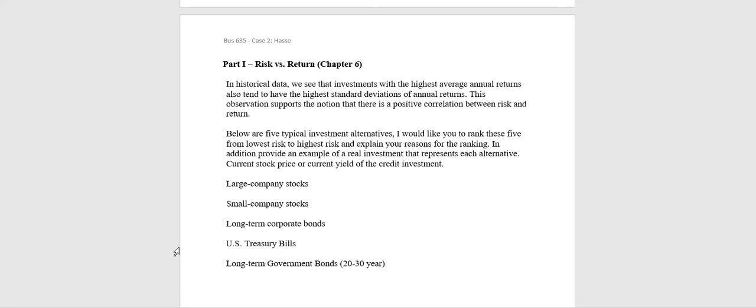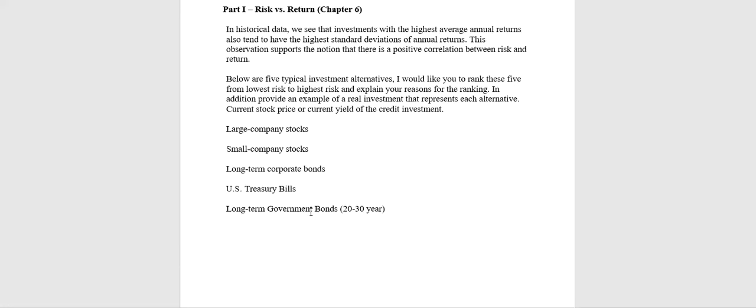I would like you to rank these 5 typical investment alternatives. Rank them in order of risk, the highest risk and the lowest risk, or however you want to put it, but by the nature of the risk. And give examples of these types of investments. One example of this type of investment. Rank the risk of financing.